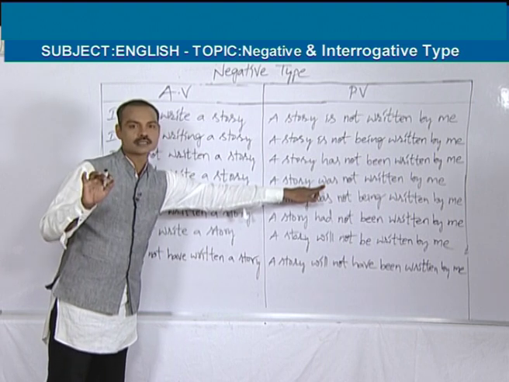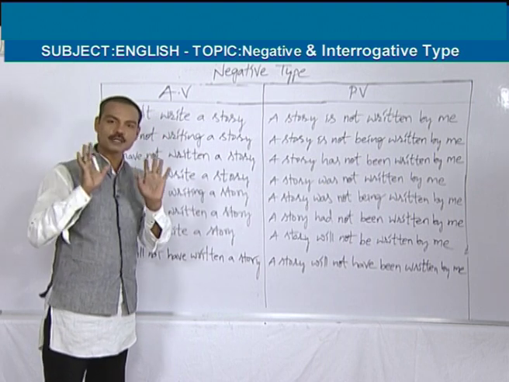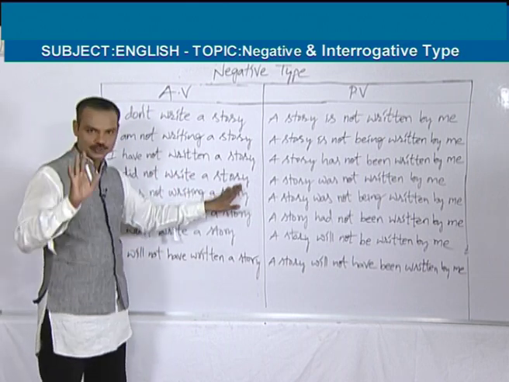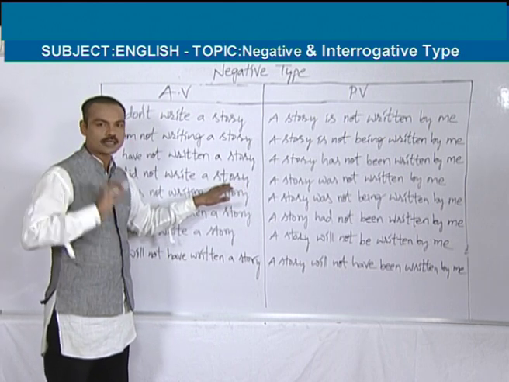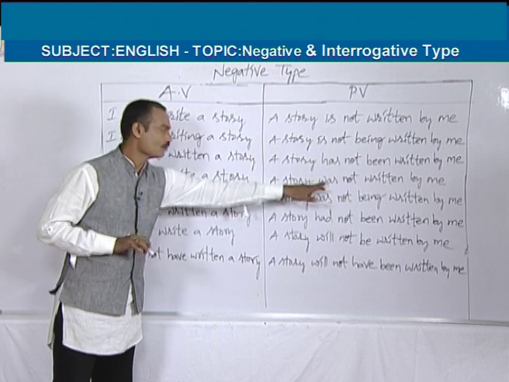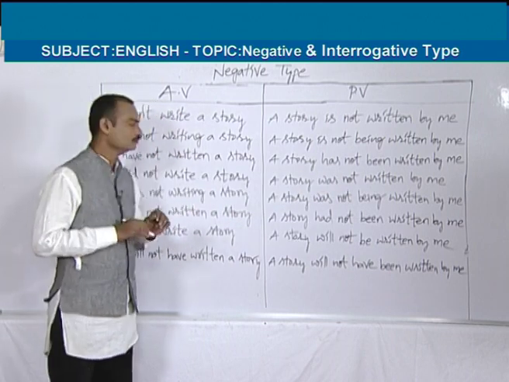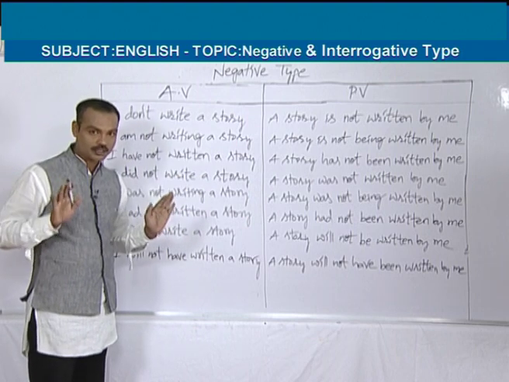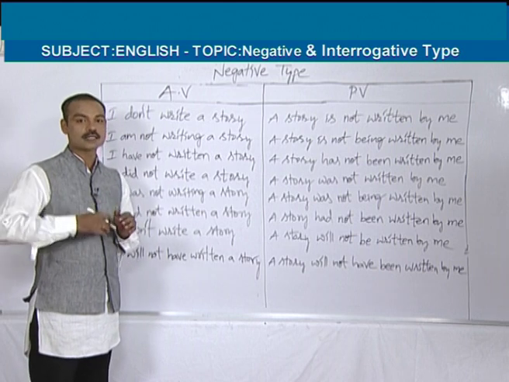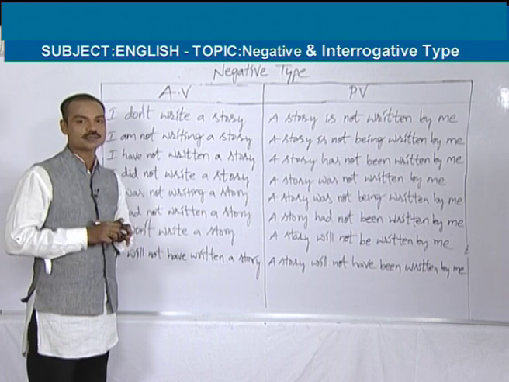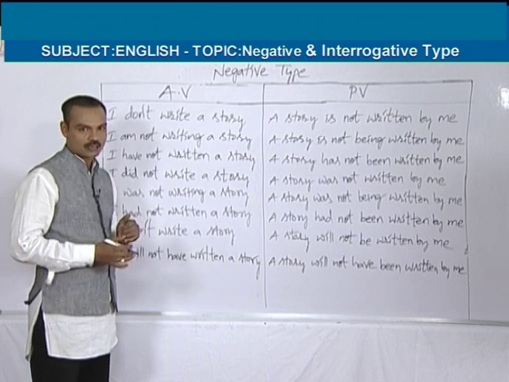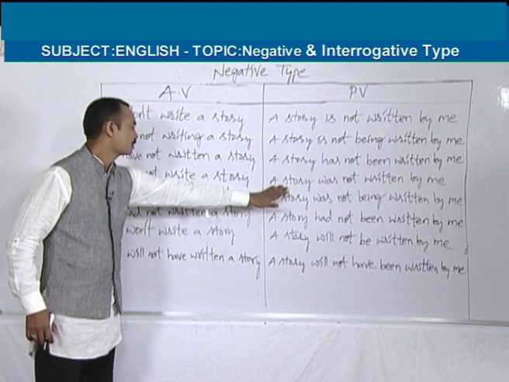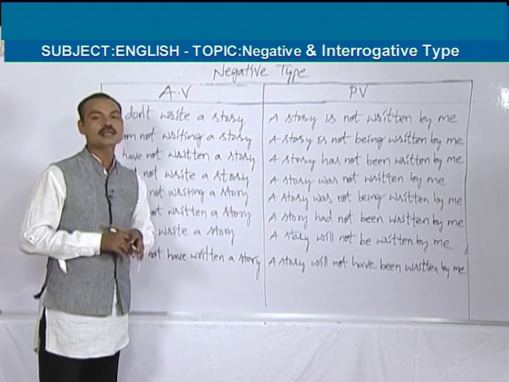For any singular object, was should be used. For any plural object, were should be used. Right, I did not write a story. So, a story is a singular object. So, the answer is: a story was not written by me. For example, plural: I did not write stories. In this sentence the object is plural. So, for a plural subject which helping verb should be taken? Were. Here we can call them be forms. So, stories were not written by me.